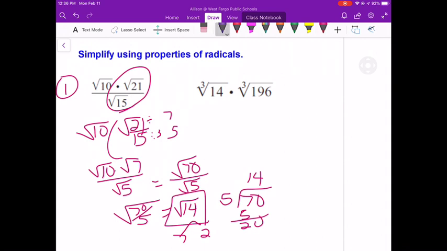Now you could have just done 210 on the top and then over the square root of 15 and then divided that out. But I don't have a calculator on me, so I was trying to simplify it without a calculator, which might be tough here. 196, let's see. 196 is 14 squared. So 196 is 14 times 14.